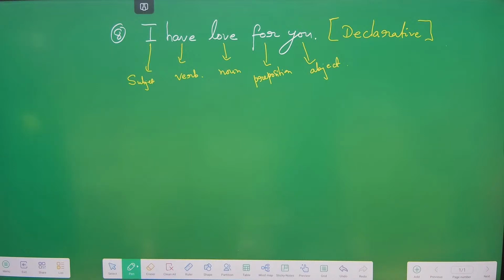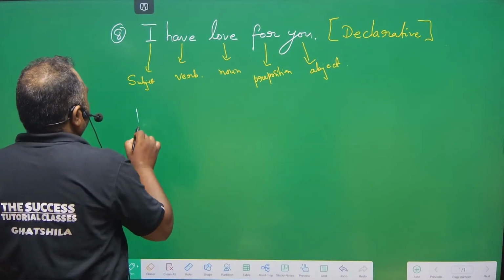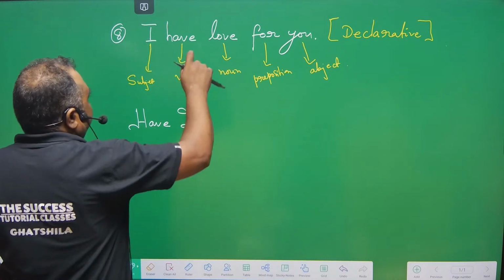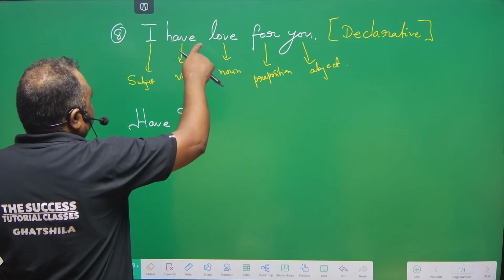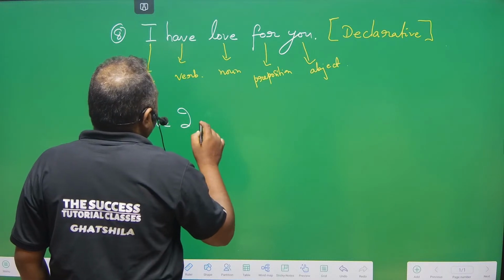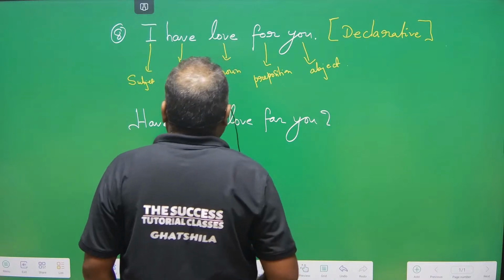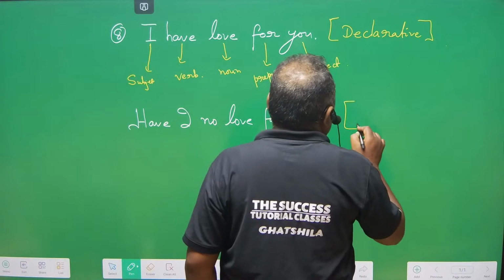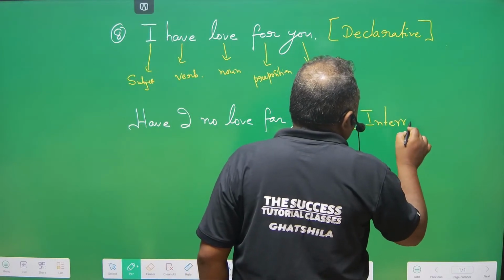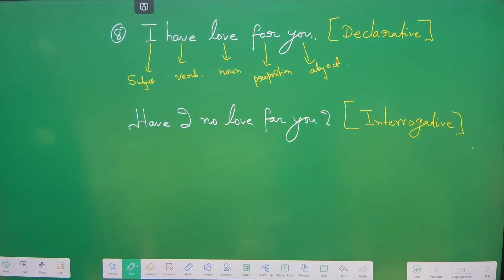So convert it into interrogative form. What you have to do? You have to start this sentence with the verb. So what will you write? Have I, and you have to insert a negative word, because there is no negative word in the declarative sentence. Therefore you must add a negative word in this sentence. Have I no love for you? Question mark. This one is in interrogative form. Have I no love for you?